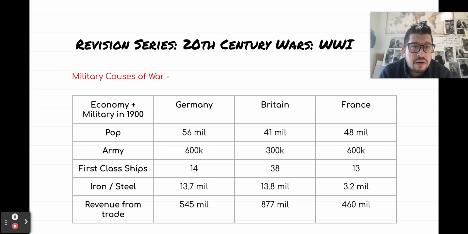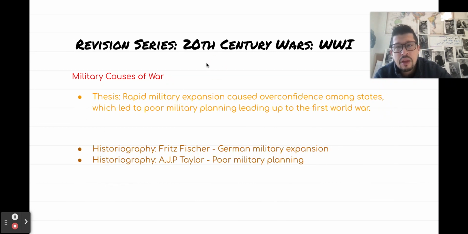Germany's nowhere near England. That's that colonial drive, that colonial tension in a nutshell right there. All right. Thesis: rapid military expansion caused overconfidence among states, which led to poor military planning leading up to the First World War. From studying the First World War, we know that it wasn't a good war. We know that they weren't prepared for that war. And that's that overconfidence piece coming into play.